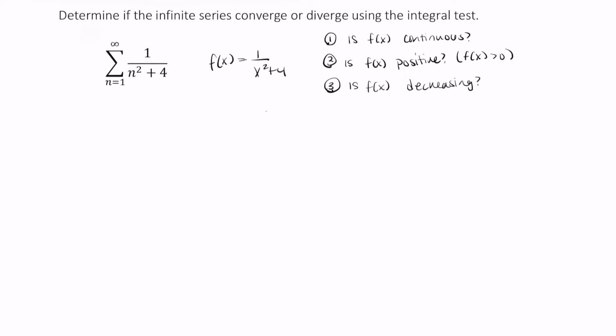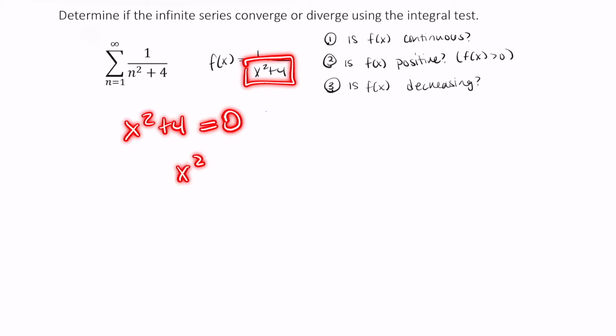First, let's look at continuity. The only place where this function could be discontinuous is in the denominator. Whenever x squared plus 4 equals 0, this function will be discontinuous. But if you notice, this leaves us with x squared equal to negative 4, and you can't solve this over the reals. So this function is always continuous.